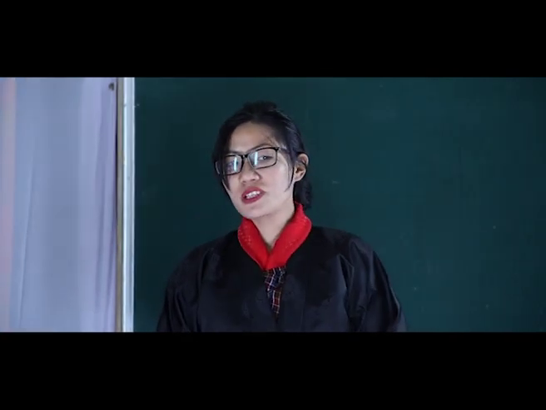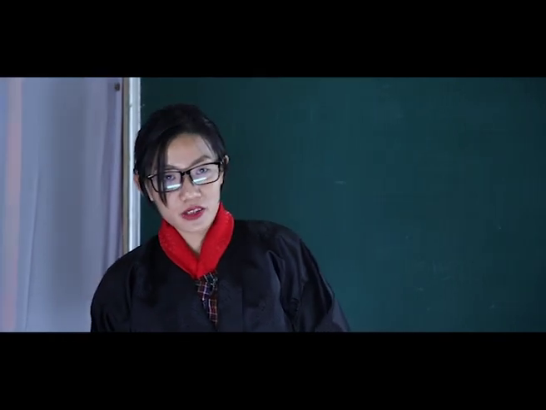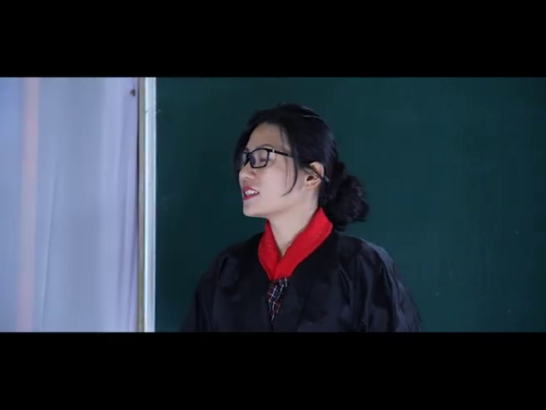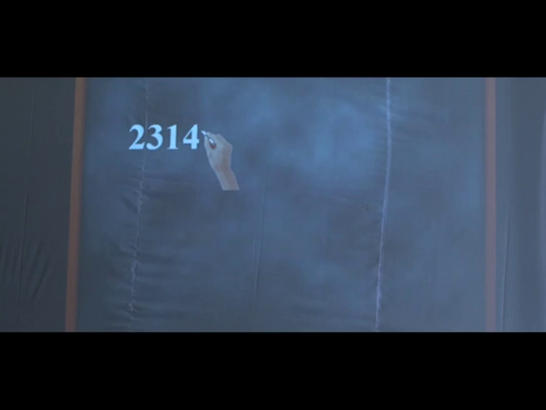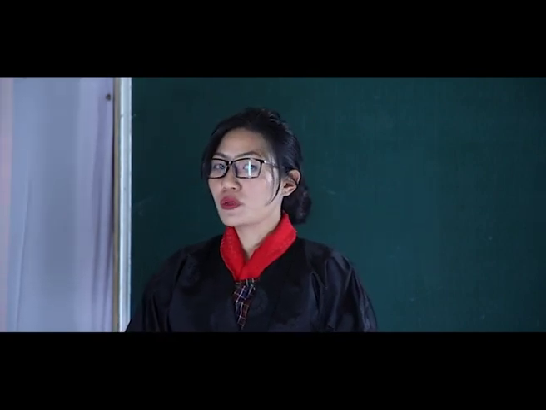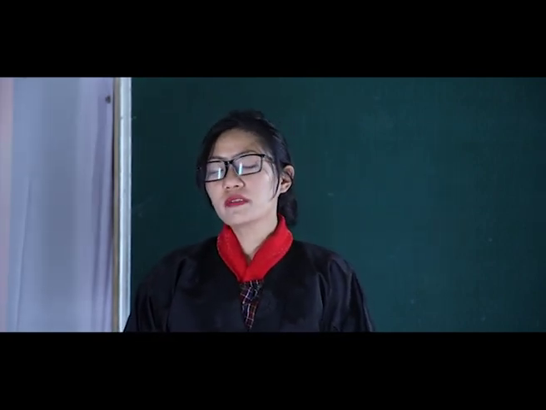You must remember that in the 3rd grade, you learned till 4-digit numbers, right? Let's recall what we had learned. Look at this first number. How do I read this number? Do I read it as 2314? No, right? We read this number as 2314. So in this lesson, let me introduce you to 5-digit numbers.